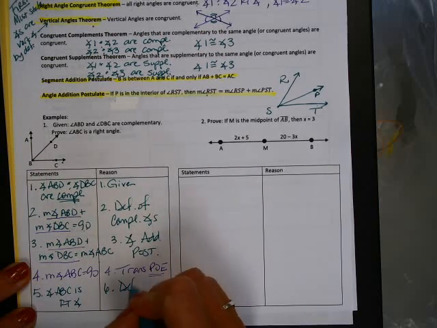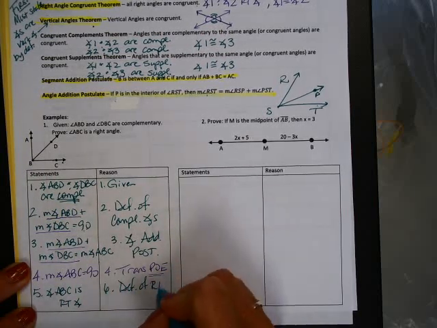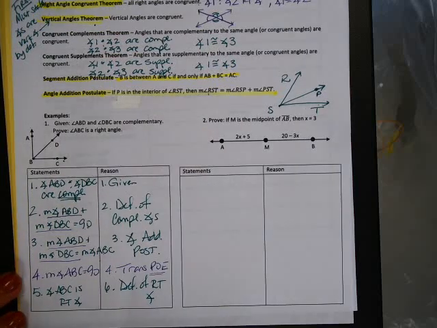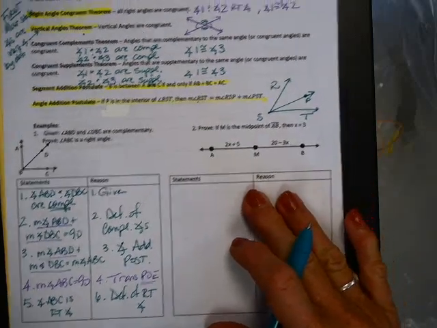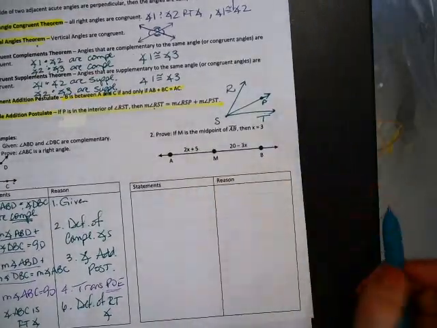And that is the definition of a right angle. All right, we're done on that one. Not too bad. Let's move over to the next one.